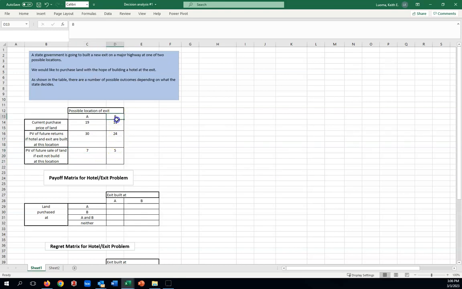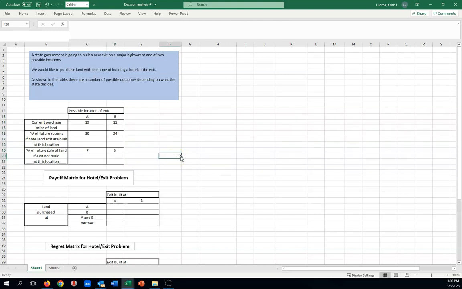So in this column here, column B, if we currently purchased the land, it would be $11 million. If we're lucky and we purchase the land where the exit ends up being built, we can get a present value of future returns of $24 million. On the other hand, we get rid of the land at $5 million if it turns out the exit isn't built there. So from this information, we're going to build what's called a payoff matrix for this hotel and exit problem.